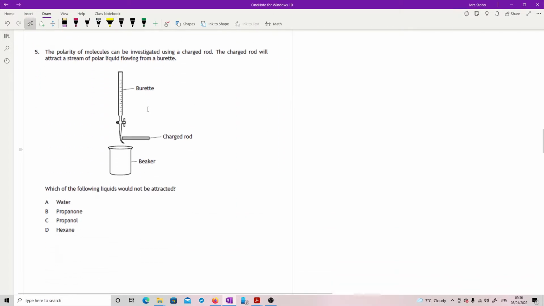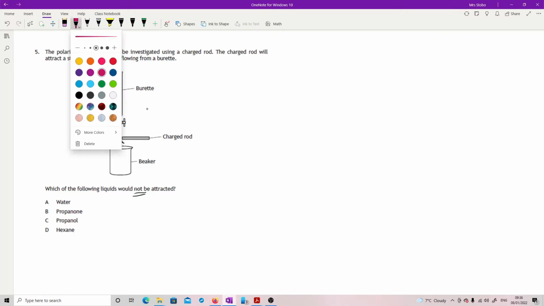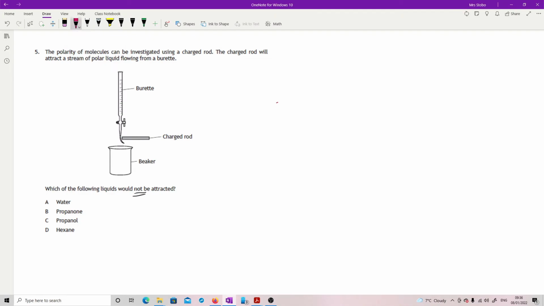Question 5. The polarity of molecules can be investigated using a charged rod. A charged rod will attract a stream of polar liquid flowing from a burette. Which of the following liquids would not be attracted? We have a not in here, so I'm looking for something which does not have nice polarities going on. Water, already mentioned that today, so definitely polar. The charged rod would attract that one, so it's definitely not water.